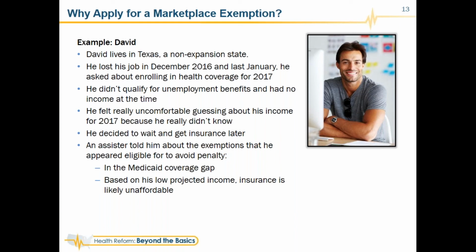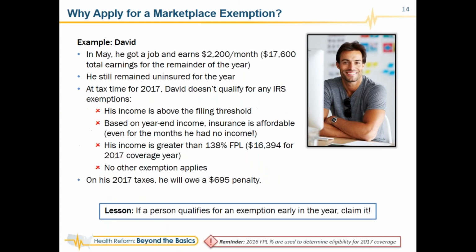And his sister told him, well, there are exemptions that are available. Look, you're in the Medicaid coverage gap. You have low income, so insurance might be unaffordable. So the sister kind of set him up to believe that he could get certain exemptions, and so he wasn't so worried anymore about getting enrolled in coverage. In May, he gets a job. He earns almost $18,000 for the remainder of the year. He was uninsured the whole time though.